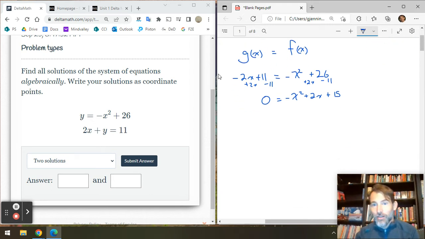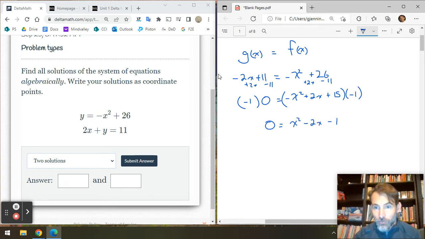So now let's solve this one. Well, it would be easier if I just flip the signs, right? Let's multiply both sides by negative 1. 0 times negative 1 is still 0. The point is, I'm allowed to multiply by negative 1 because I am changing the thing, but I'm not changing where it has zeros. 0 is equal to x squared minus 2x minus 15.